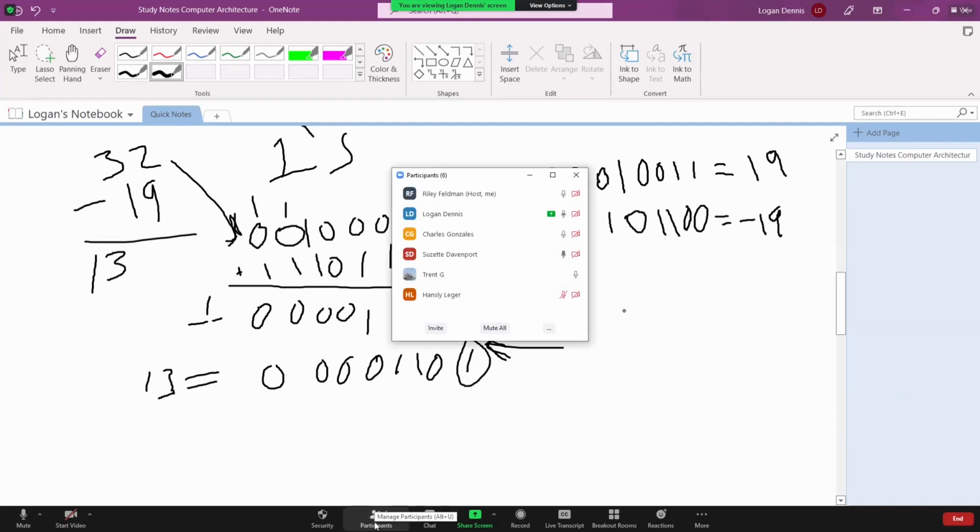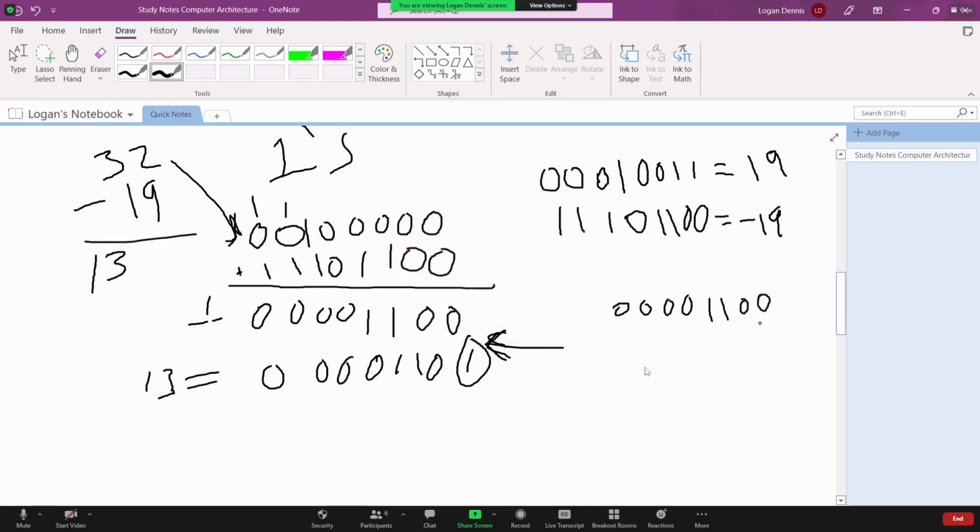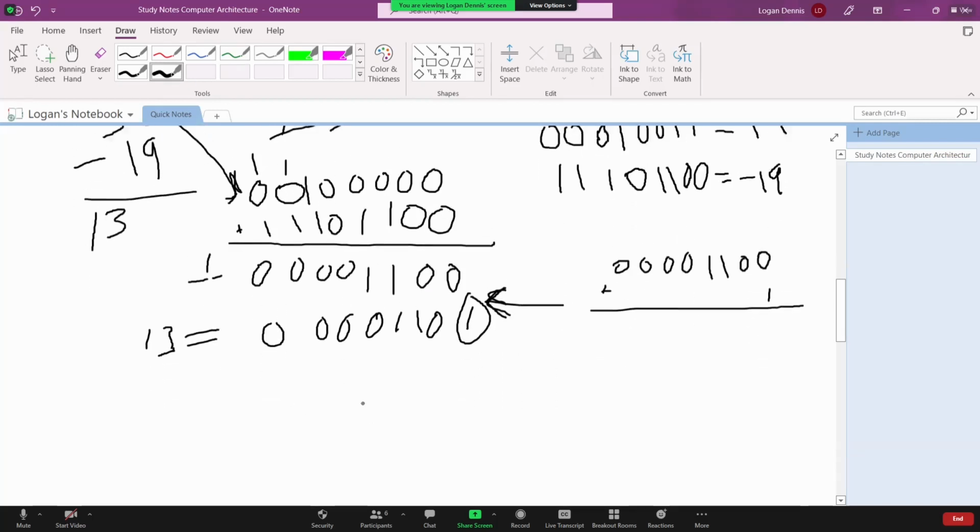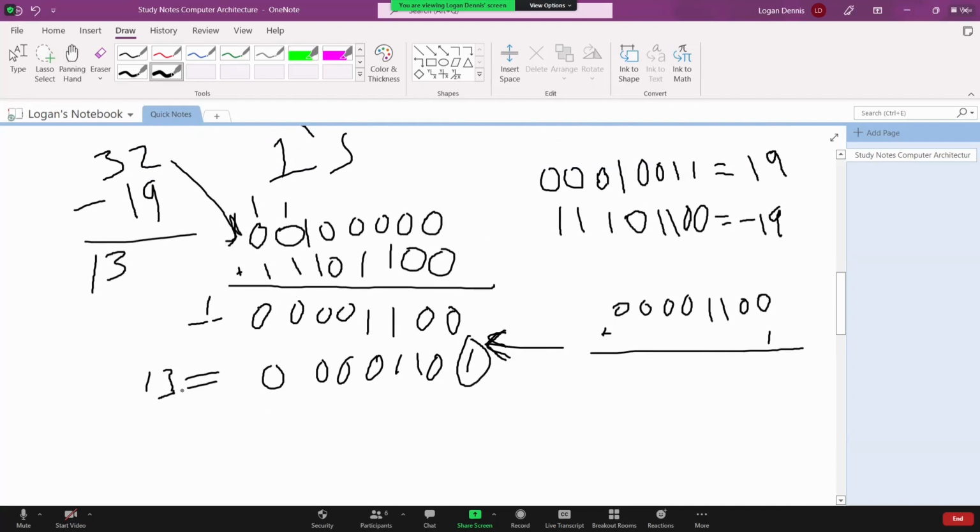So effectively, if we wanted to spread it out, it would look like 0, 0, 0, 0, 1, 1, 0, 0, plus 1, and then you just add the 1. Yeah, that's how we got to this over here. Yes, okay, perfect. Now it's time to do negative 32 plus 19. You want to do that in 2's complement or 1's complement still? Whichever.